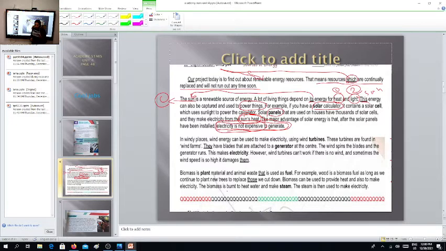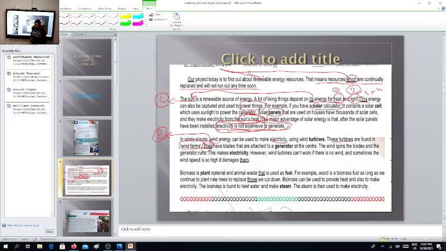In windy places, wind, underline wind, and this is the second type of renewable energy, can be used to make electricity. Using wind turbines, these turbines are found in wind farms. Now we have wind farms to generate electricity. They refers to turbines, which have blades that are attached to a generator at the center.